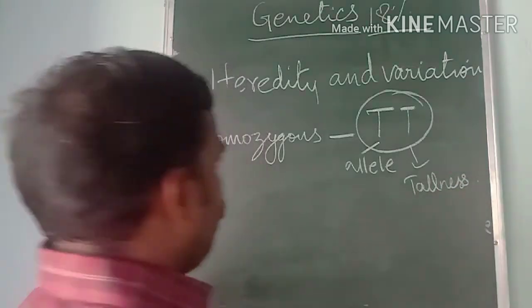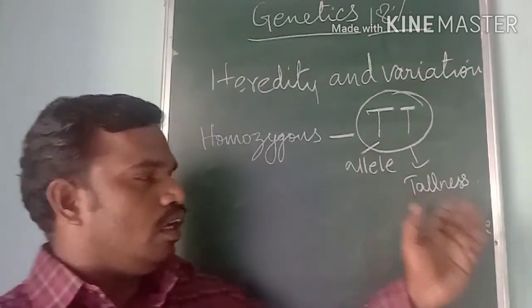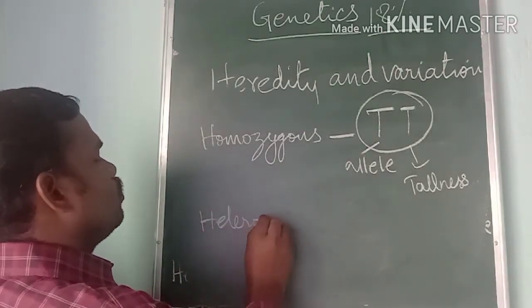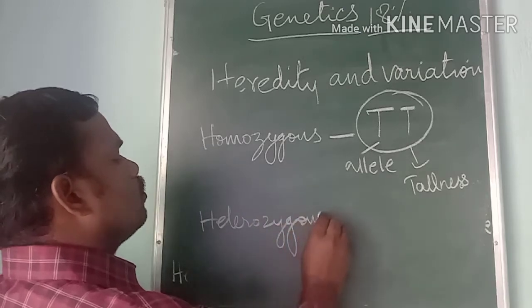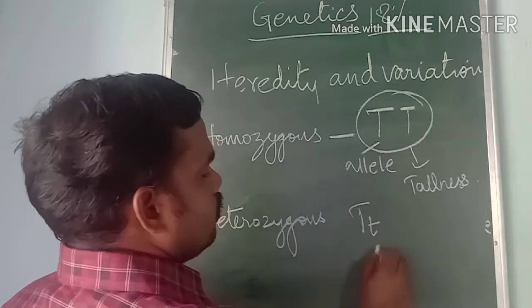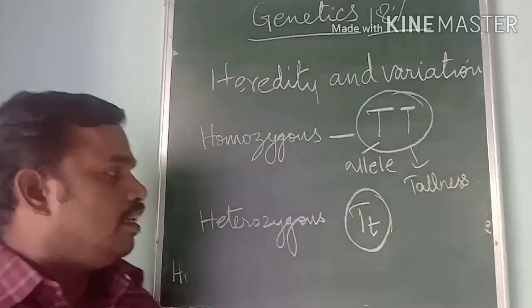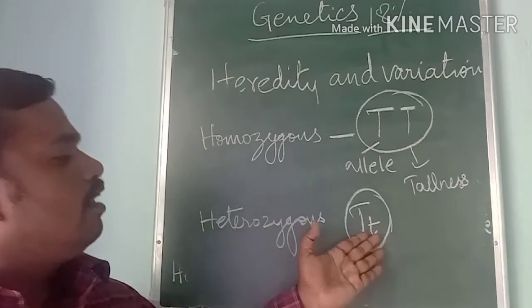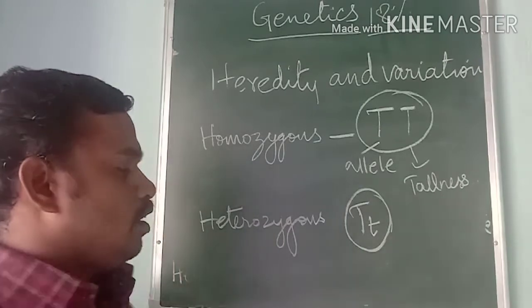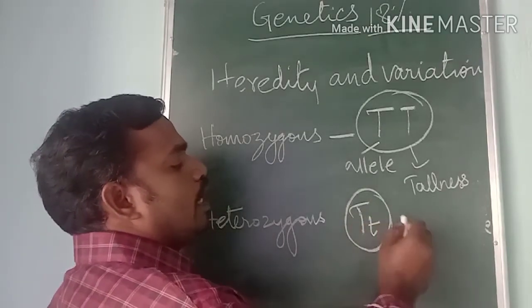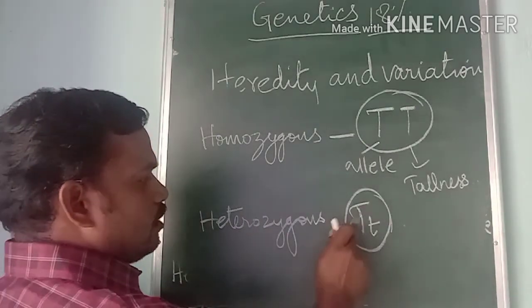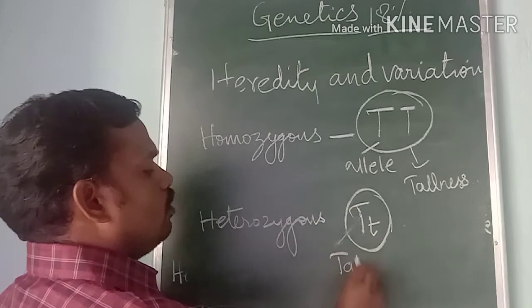The characters of this gene represent tallness. So in case of heterozygous, contrasting alleles, look at this. This is a contrasting alleles. Out of this pair of alleles, only one allele is more expressive over the other allele phenotypically. So the phenotypic expression is given by this allele, thereby tall.